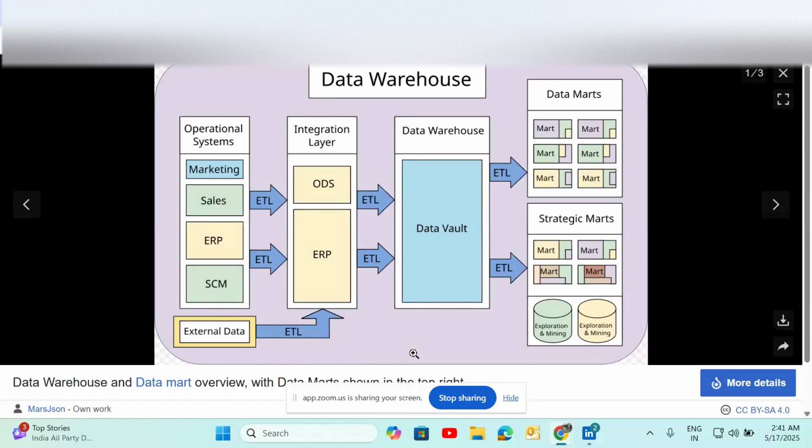I don't know exactly what these acronyms stand for. What is ODS? I'm not sure. Operational data store. Okay, there 100 days of data is stored. Right.